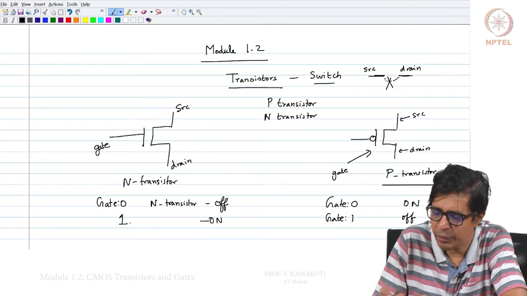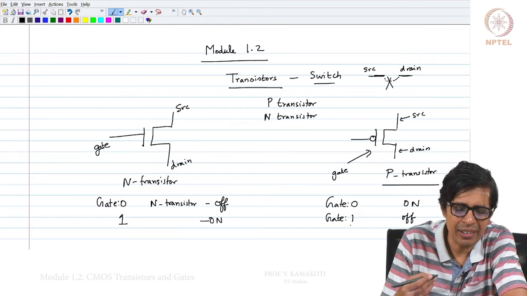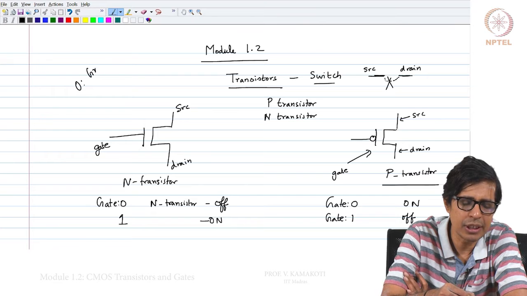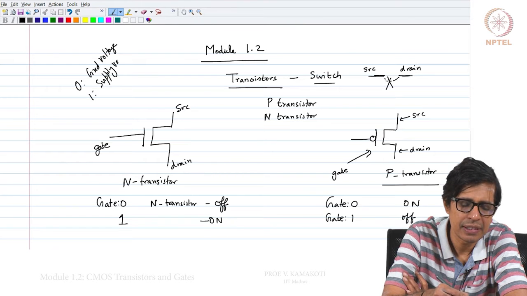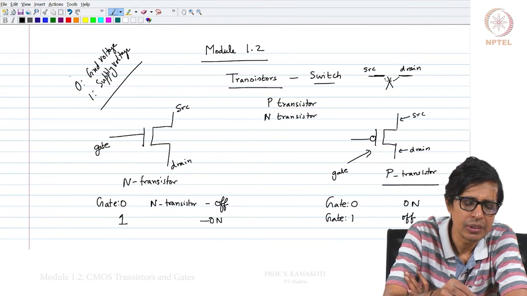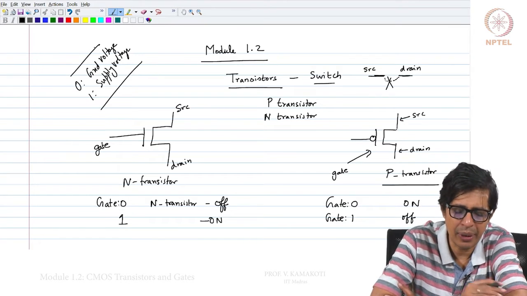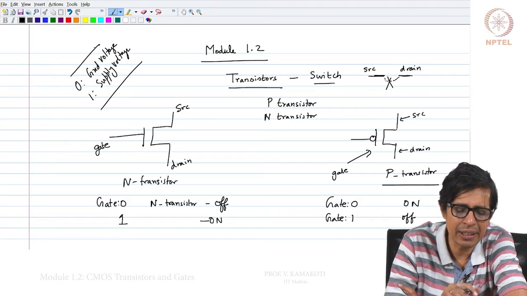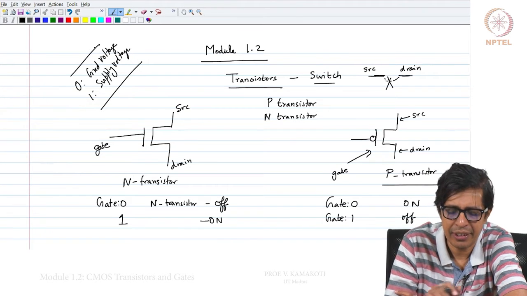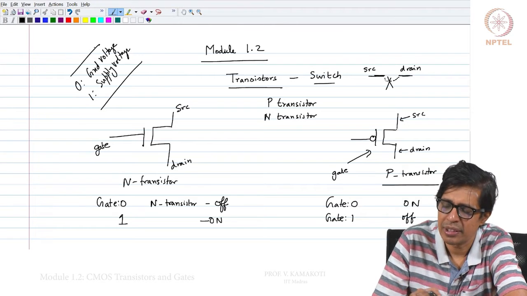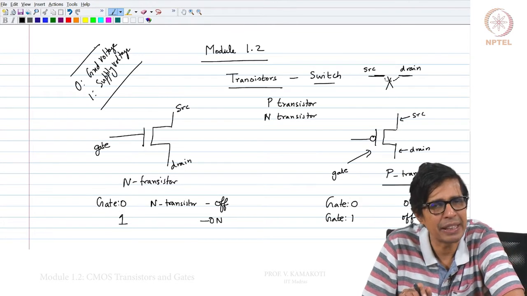What do we mean by 0 and 1? 0 and 1 are basically voltages. The 0 corresponds to what we call the ground voltage, the 1 corresponds to what we call the supply voltage. So, the transistor has a supply voltage and there is a ground voltage. For our understanding, if I apply the ground voltage to the N transistor, it gets off. If I apply the supply voltage, then it gets on. The exact opposite happens in the case of the P transistor.